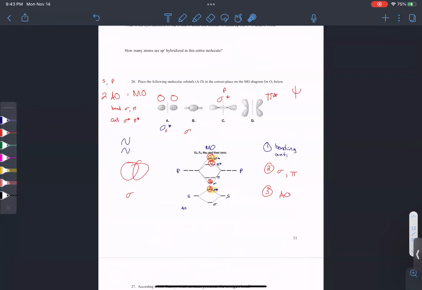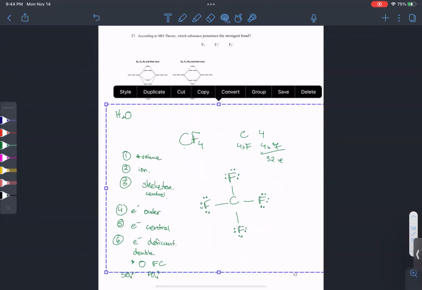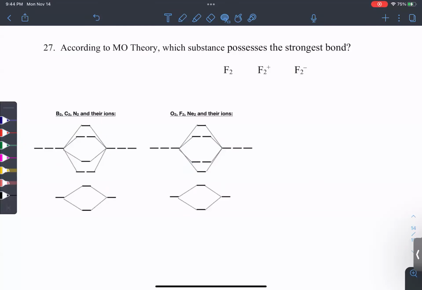Yeah, let's just do 27. Question 26 definitely requires a deep understanding of MO theory, how waves combine. All right. 27 is easier in that if you don't know those things, you can probably still get this question right, as long as you know how to count electrons.